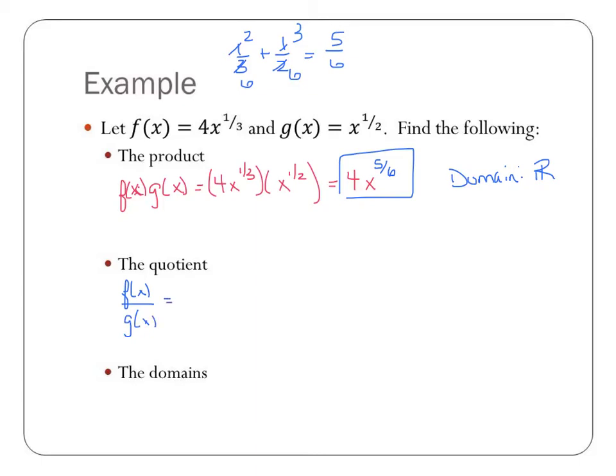All right, so this is going to be 4x to the 1/3 divided by x to the 1/2. And we get a 4, and we get an x. And this time we're going to do 1/3 minus 1/2, because if I'm dividing, then I'm going to subtract. So that's 2/6, and that's 3/6, and that's negative 1/6. And if we write this correctly, the 4 stays on top, we get x to the 1/6 on the bottom.